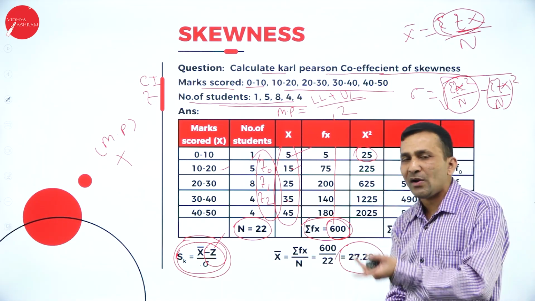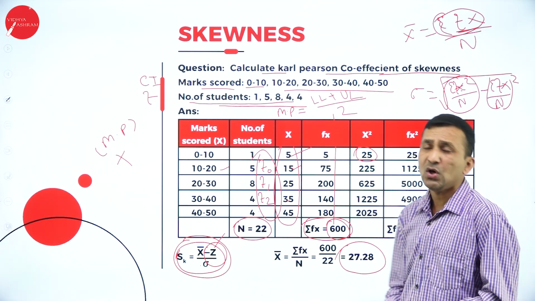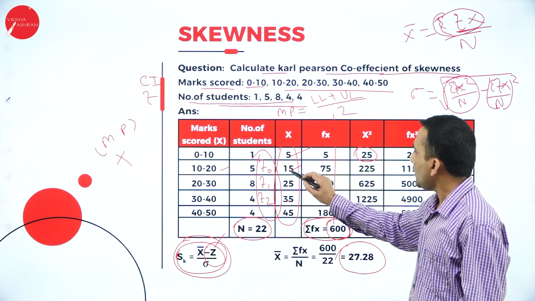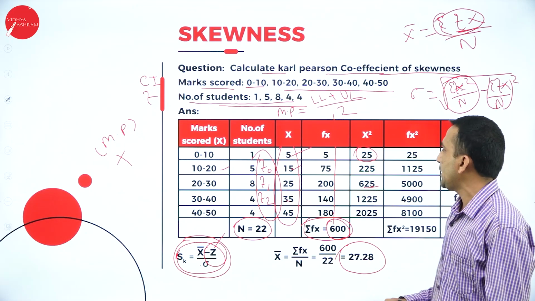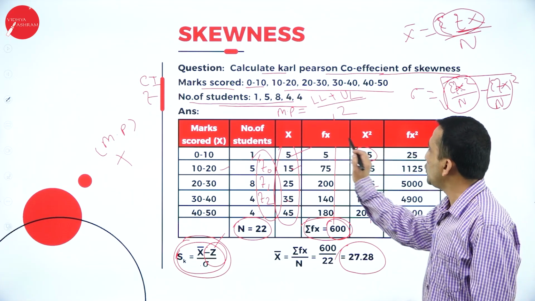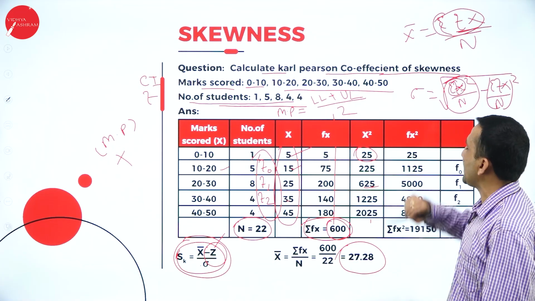After getting x square, simultaneously we can multiply with the respective frequency. That is also okay. So x into x, square: 15 into 15, 225, 25 into 25, 625. Like this, once you get the x square value, now we need to multiply with the frequency because the formula has fx square.